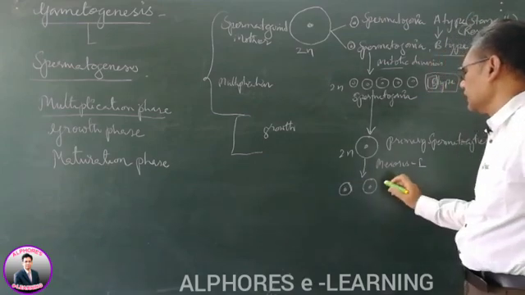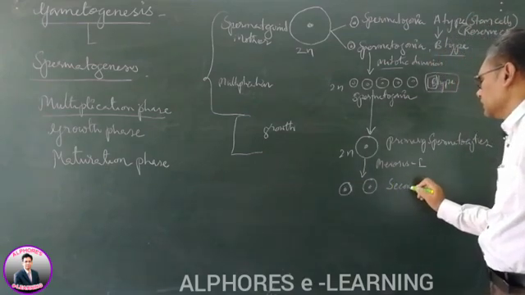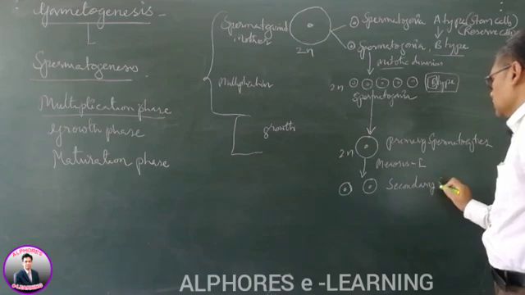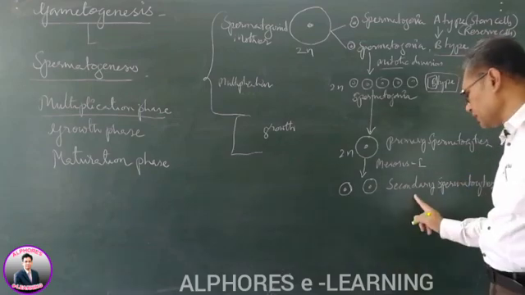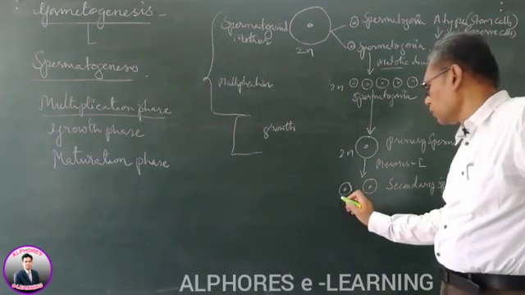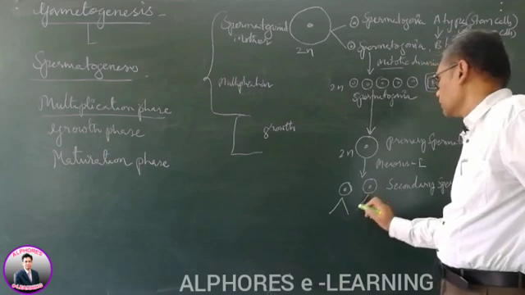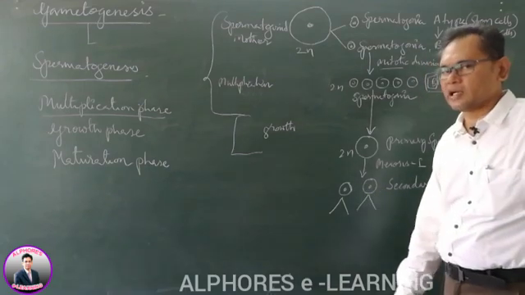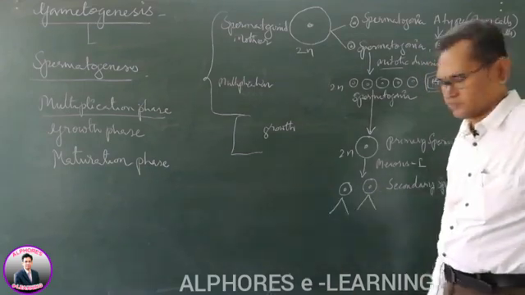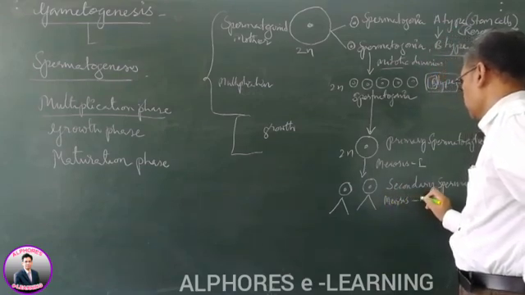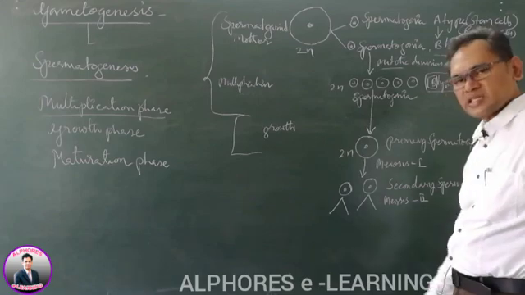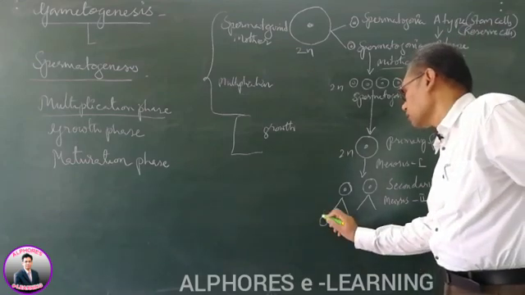These are called secondary spermatocytes. Now these secondary spermatocytes undergo meiosis 2. Meiosis 2 is like that of mitosis. It results in the formation of 4 haploid cells.